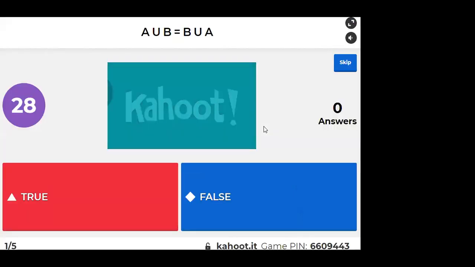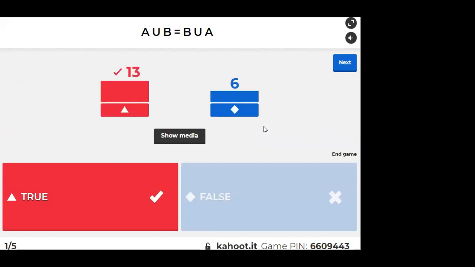Now tell me, A union B is equal to B union A. True or false? By the way, those who will be there till the end, I'll take attendance of those students only.